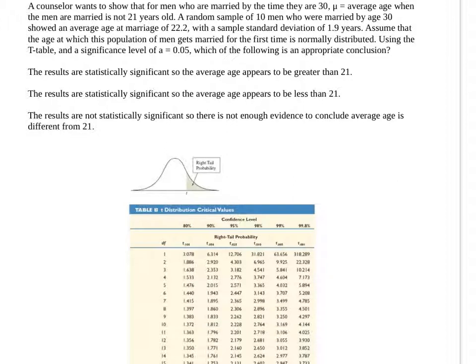A counselor wants to show that for men who are married by the time they are 30, mu, the average age when the men are married, is not 21 years old. A random sample of 10 men who were married by age 30 showed an average age of marriage of 22.2 years, with a sample standard deviation of 1.9 years. Assume that the age at which this population of men gets married for the first time is normally distributed. That's a key thing. So pay attention that we're saying this. Assume the population is normally distributed. Now, using the t-value and a significance level of alpha equals 0.05, which of the following is an appropriate conclusion?